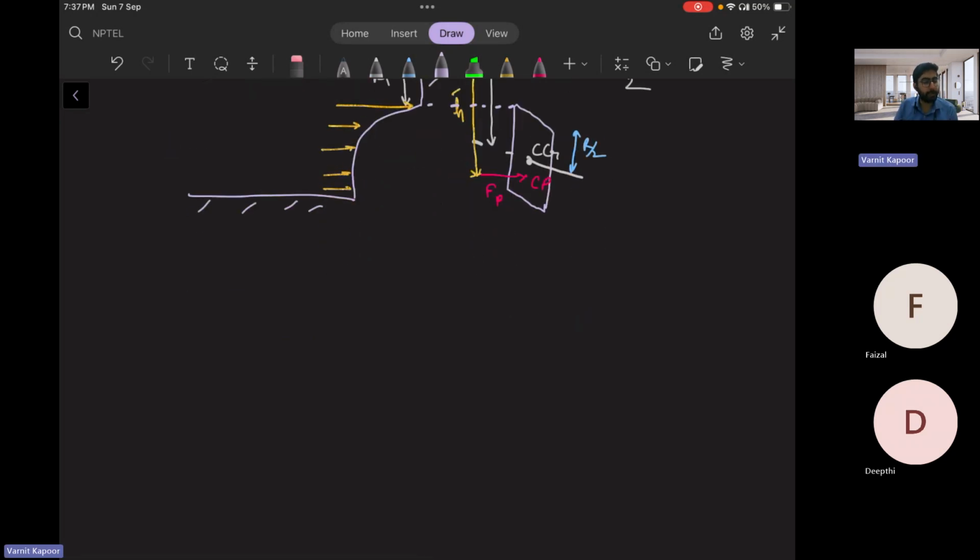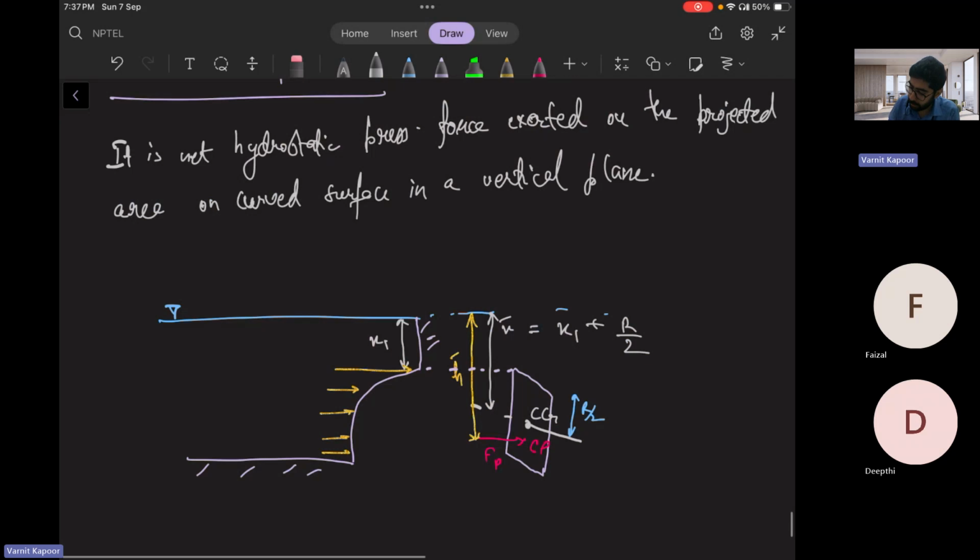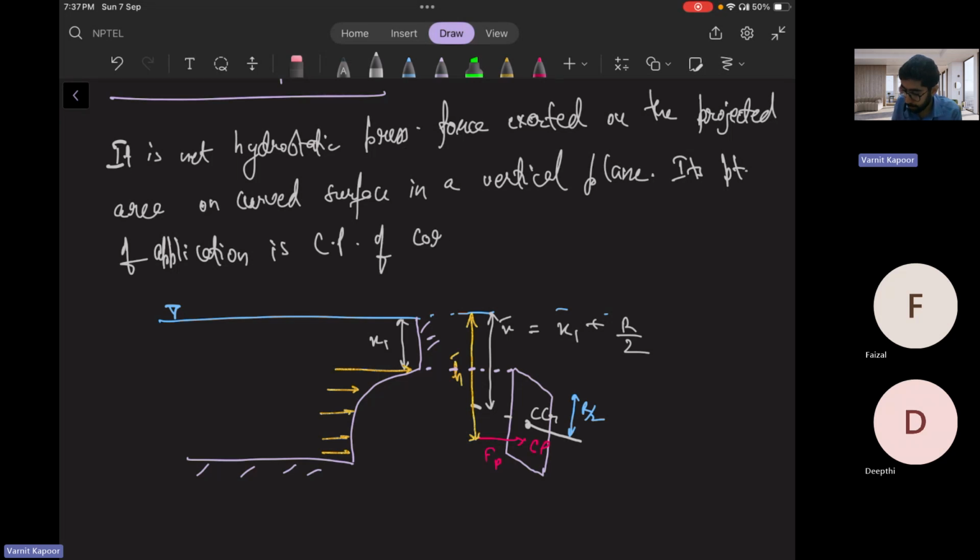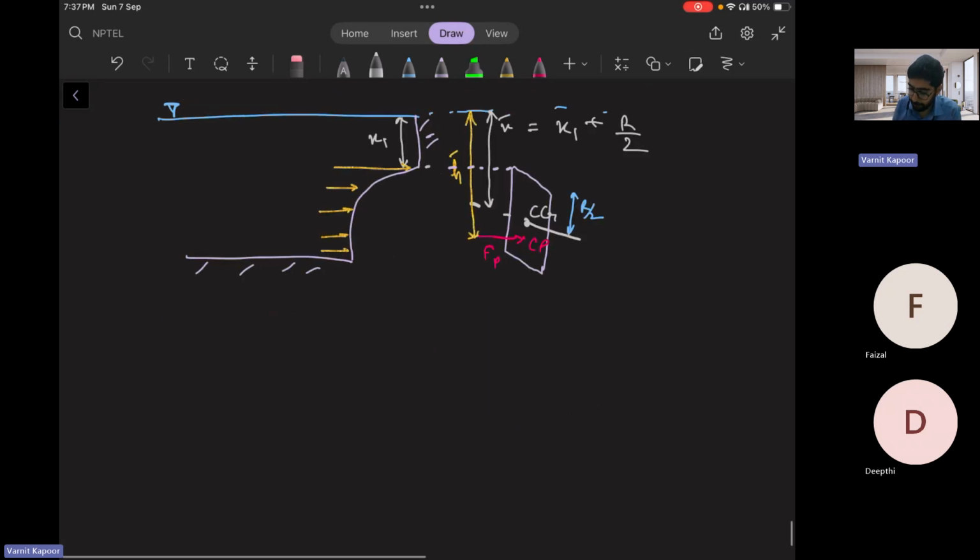Again, its point of application is the center of pressure of the corresponding area. So for the pressure force, its point of application is the center of pressure of the corresponding projected area. Okay, and again F_H will be the same expression, w A x bar.